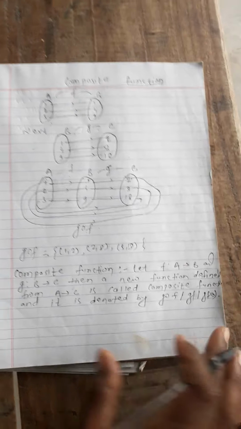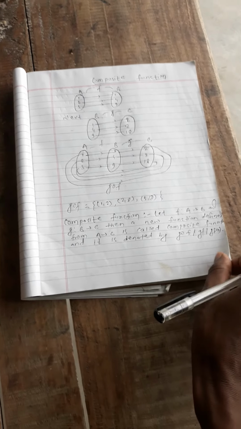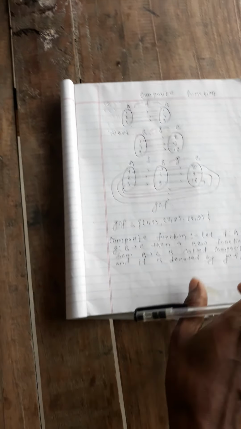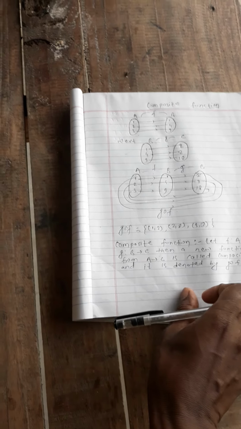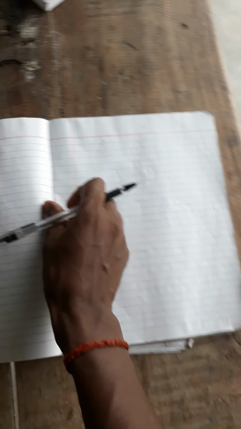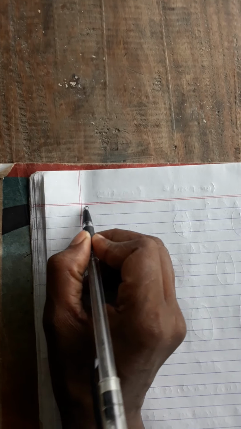Now I am going to give you the example and the problems related to this composite function. Let's see which type of questions occur in the examination from the composite function. You can take example number 1, which is especially the type of question they ask.